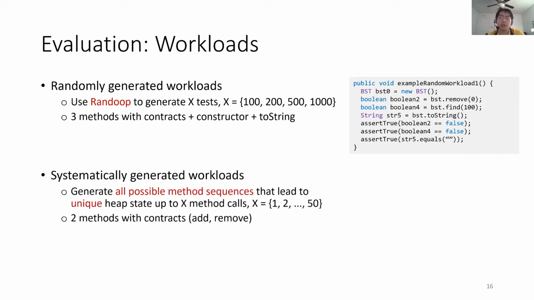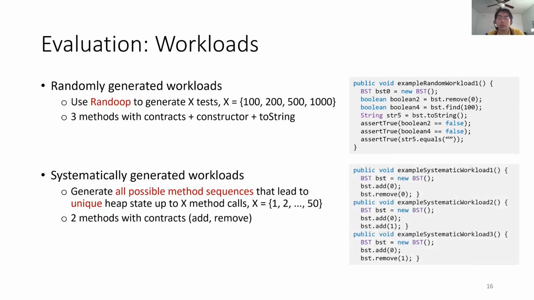In systematically generated workloads, for each data structure, we generate all possible method sequences that lead to unique heap states up to X method calls, where X ranges from 1 to 50. Since the number of generated sequences grows exponentially as X grows, we only use 2 methods with contracts. And this example shows part of the method sequences in the workload up to 2 method calls.